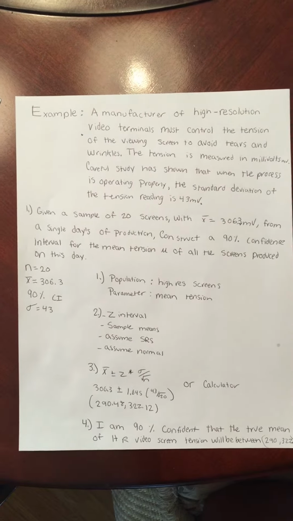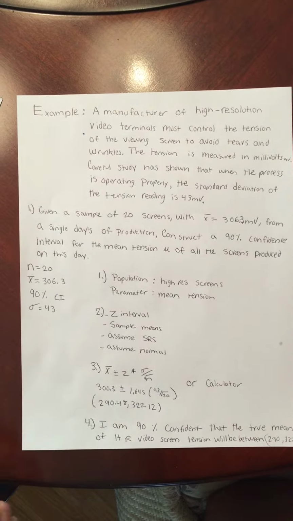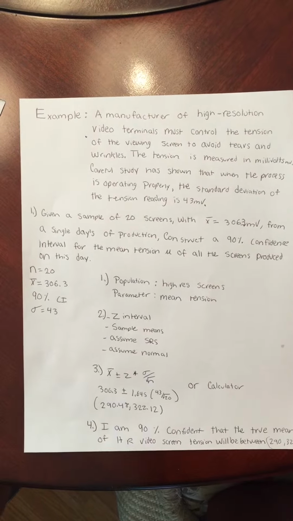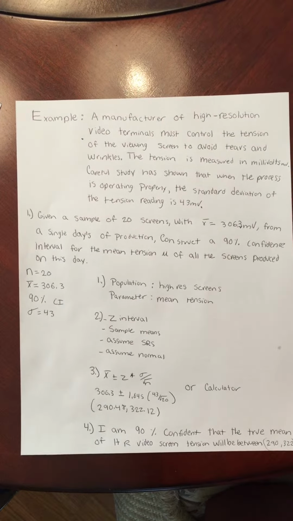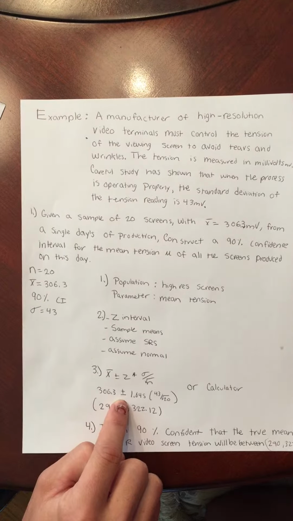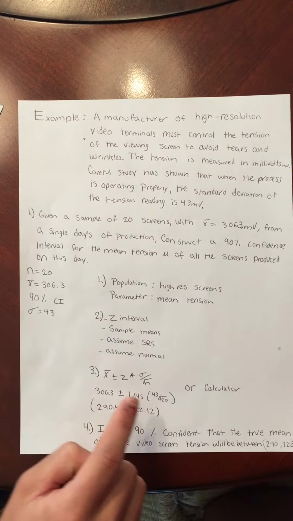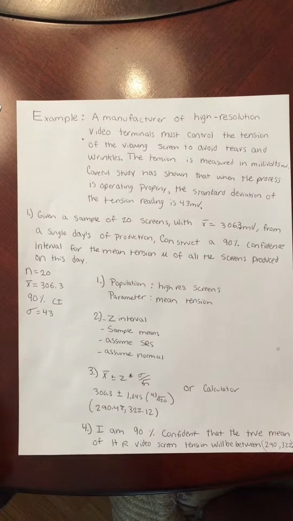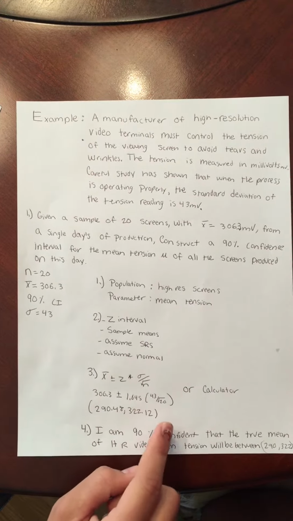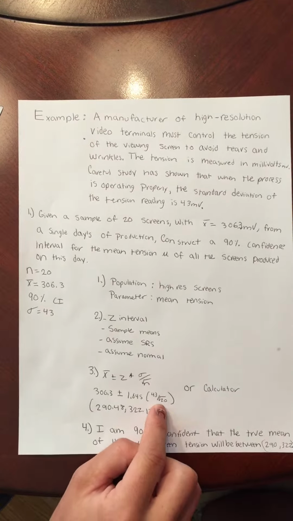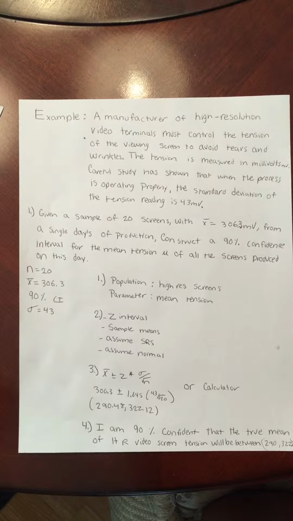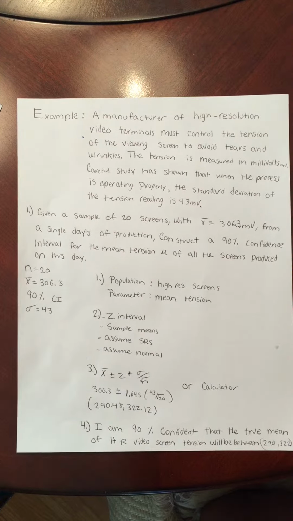Step 3 is to calculate. The formula that we use is x bar plus or minus z star times the standard deviation divided by the square root of the sample size. So x bar equals 306.3 plus or minus 1.645, because that is the z value for a 90% confidence interval, times 43, the standard deviation, divided by the square root of 20, which is the sample size. When you put that into the calculator, you get 290.48 and 322.12, and that's the confidence interval.